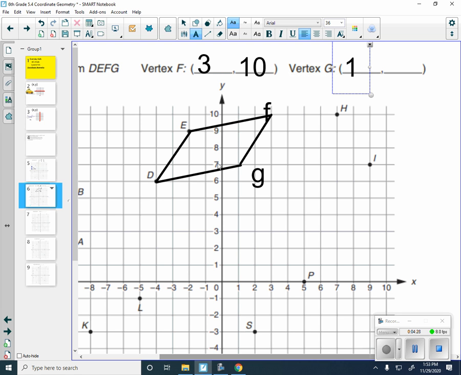And it is at a 7 for my y. And that is my parallelogram. Let's move on to the next one.